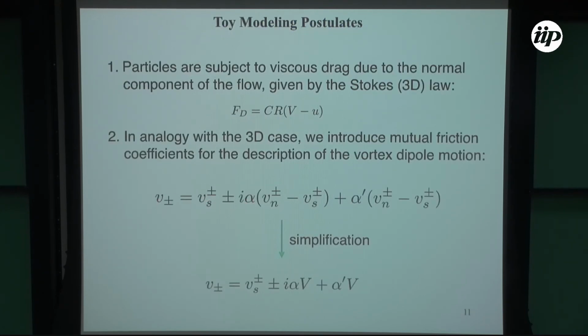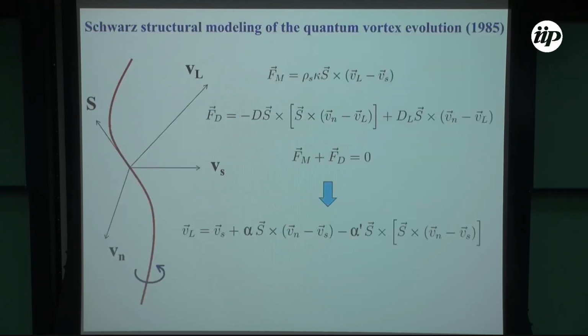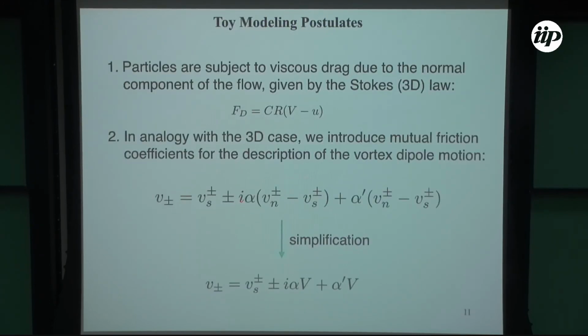This is a complex variable, so the Magnus force is orthogonal to the tangent vector. All right. So when you go to 2D, you get this i here, which says that the Magnus force is perpendicular to the relative velocity between the normal and the superfluid velocity. We can simplify it a little bit.